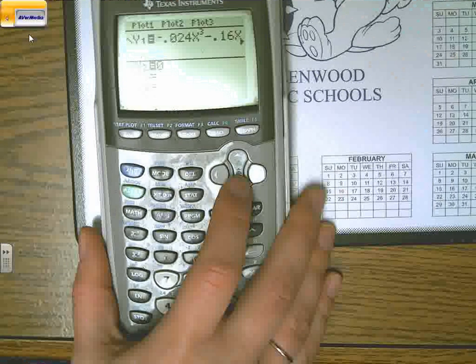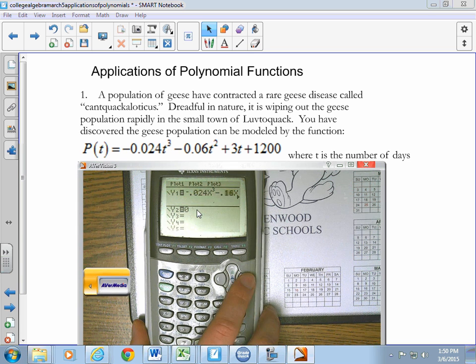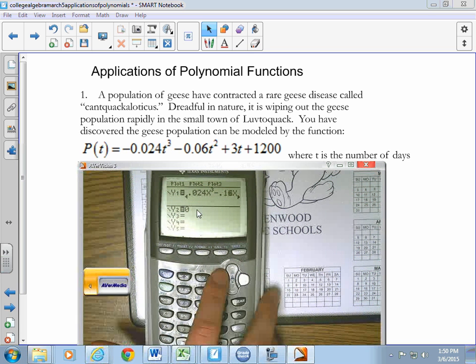Fraction factor on? Didn't work. Negative 0.024 x, 1.6. Uh-oh, look at that. See, I'll know how to do this. How should we teach this class?